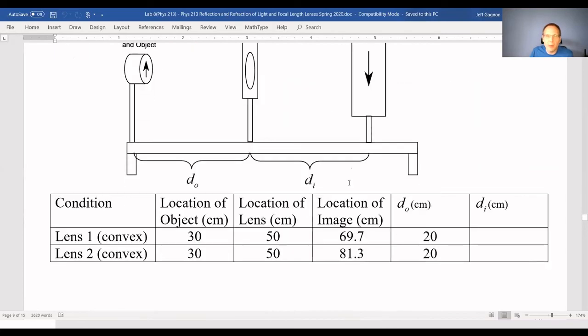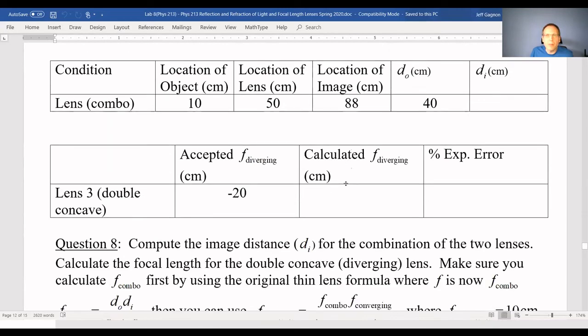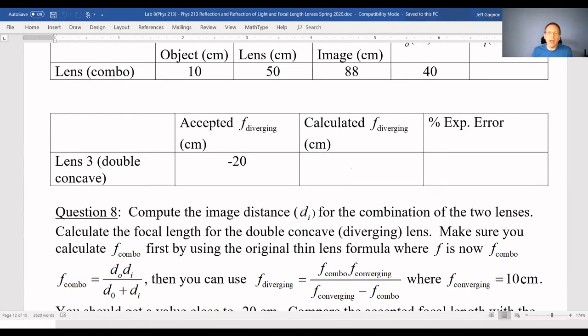So let me go back to that problem. Okay, so once we have F combo, and you got that just by using the usual standard thin lens formula, using DO and DI, then we can plug that into this formula to get our F diverging, which is what we really want. Now, what is F converging? Well, remember, we put the 10 centimeter converging lens in combination with that diverging lens. So F converging is just 10. You just have to plug in 10 here. And F combo is whatever you calculated for your F combo here. Okay, and that'll give you F diverging.